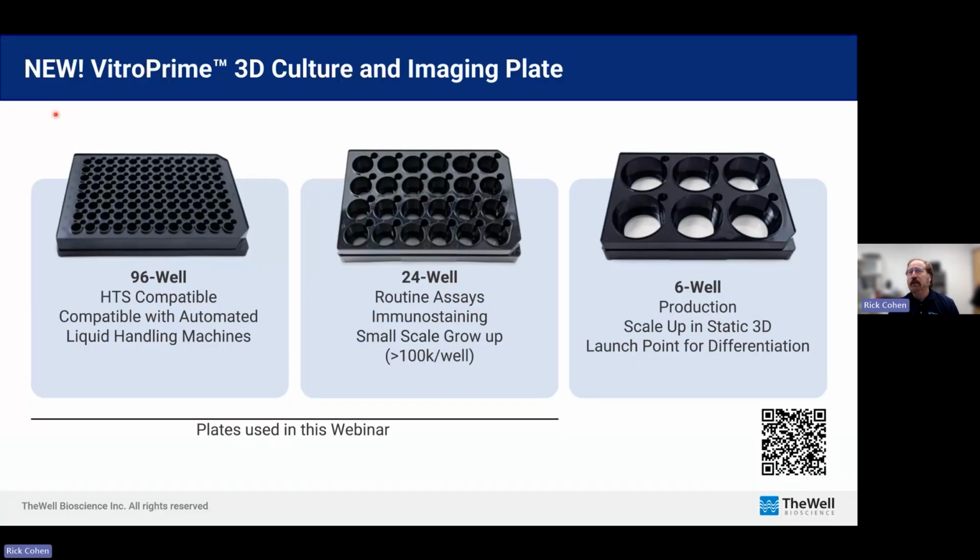Before we get started, I just wanted to introduce our new VitroPrime 3D culture and imaging plate. They come in 3 flavors: 96 well, high throughput compatible, also compatible with automated liquid handling machines; the 24 well dish for routine assays, immunostaining, and small scale grow up; and the 6 well, which we use for production and scale up in static 3D, and also a really important point to produce enough material as a launch point for differentiation. We can also do that in the other formats, but it's more compatible with a larger scale. And these 2 plates I'll use in the webinar and refer to them. If you need more information, you can scan the QR code.